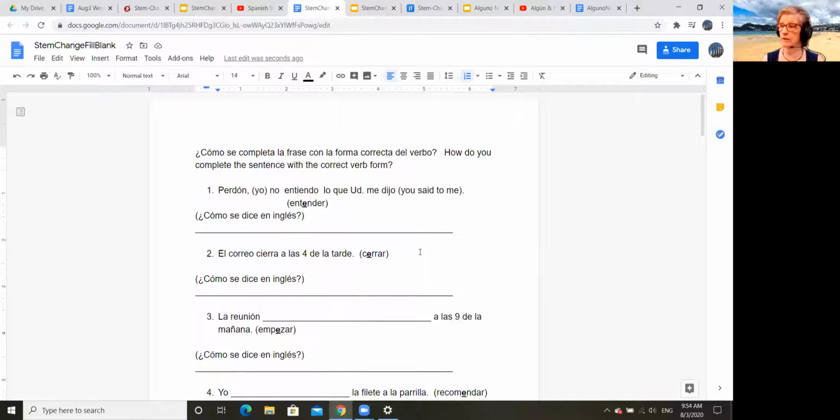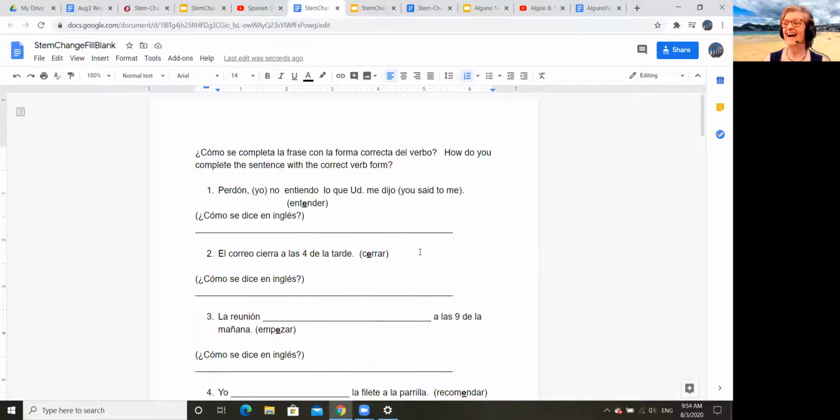Cierra, closes. ¿Cómo se dice en inglés? Well, this is what I had a question about. It translated as the mail closes at 4 in the afternoon. Would they say it like that? Or? Well, in that case, el correo means post office.